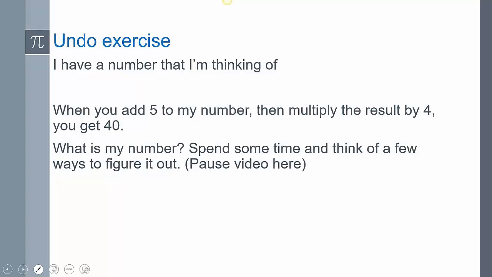I have a number that I'm thinking of. Now, I want you to add 5 to my number and then multiply that result by 4. You're going to end up getting 40. Now, what is my number? I want you to sit there and think about it, pause the video, and see if there are a few ways you can figure out what that number is. Please pause the video here and determine what that number is.